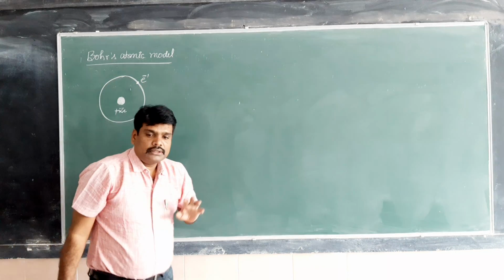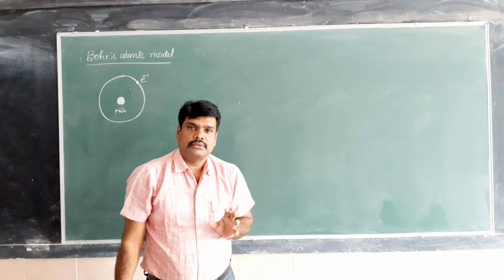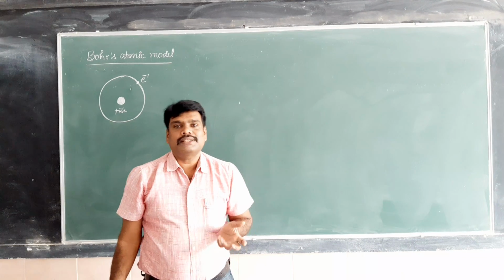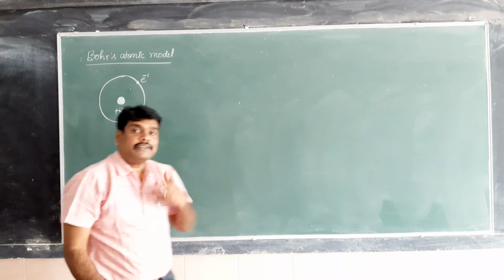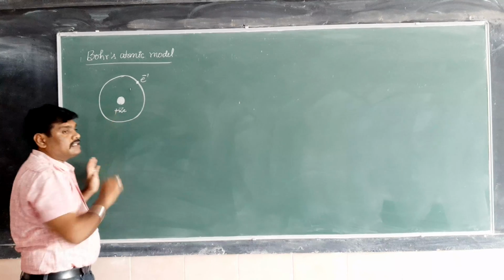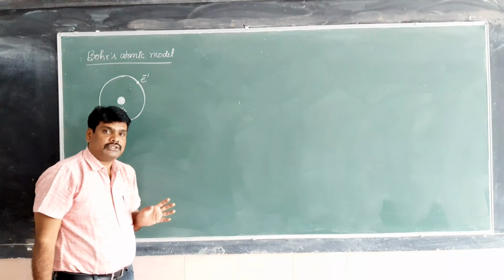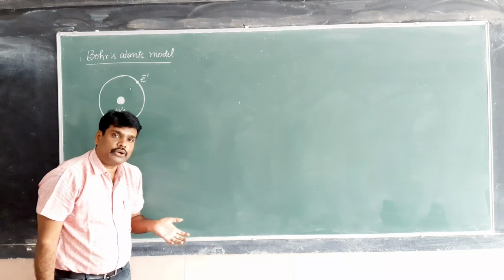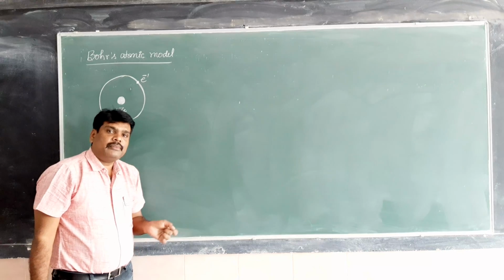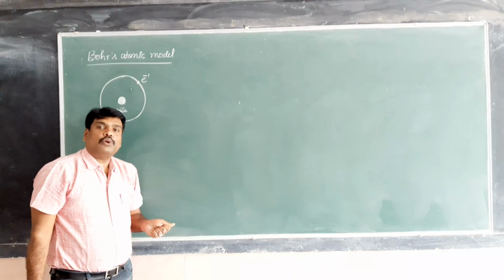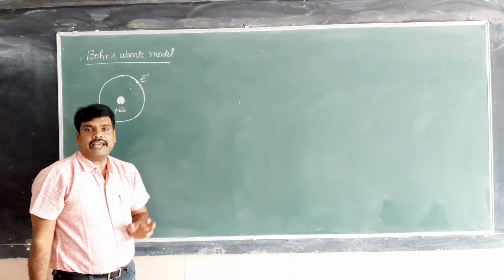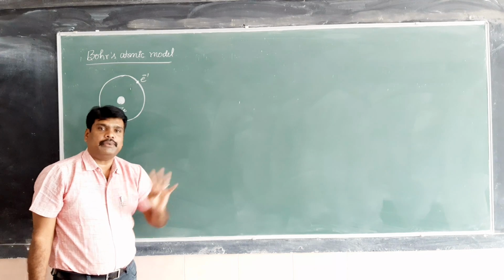So he has made three assumptions to describe the structure of the atom. These assumptions are very important for the examination. For 3 marks, this is one of the important questions. In the examination, they will ask a direct question: write Bohr's postulates. So you have to write 3 postulates here.